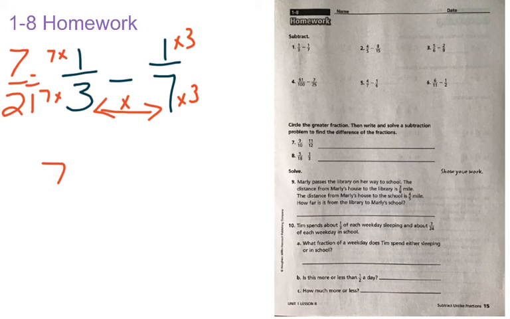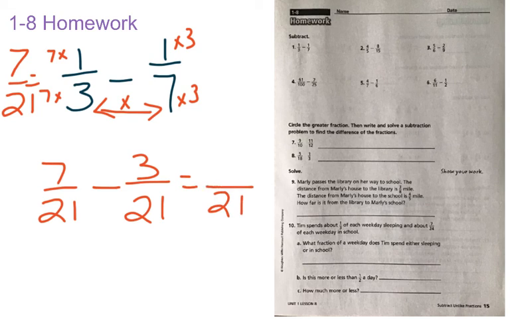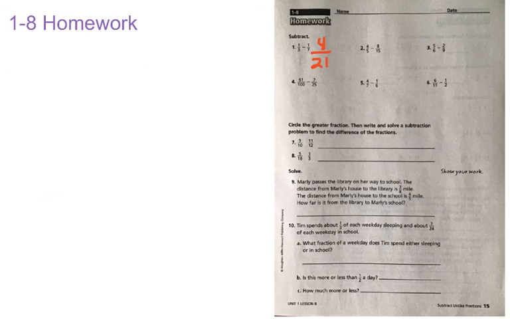And 7 times 1 is equal to 7, and 7 times 3 is equal to 21. So we have 7 over 21, minus 1 times 3 is 3, 7 times 3 is 21. So we have 7 21sts minus 3 21sts, and our denominator stays the same, so it stays as 21, and 7 minus 3 is equal to 4. So our answer is 4 21sts, or 4 over 21.